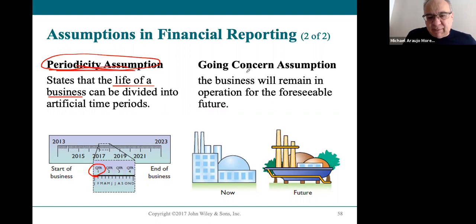That's periodicity assumption. We're also assuming, in the case of corporations, it's a going concern, which means the business is going to be operating for the foreseeable future. Henry Ford has been pushing up daisies for a long time. He's been long dead, but Ford Motor Company still exists.